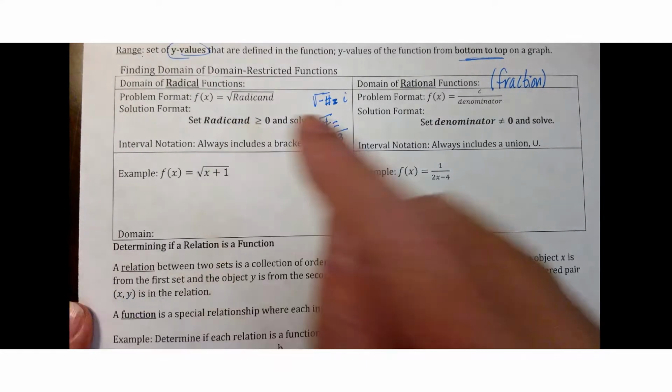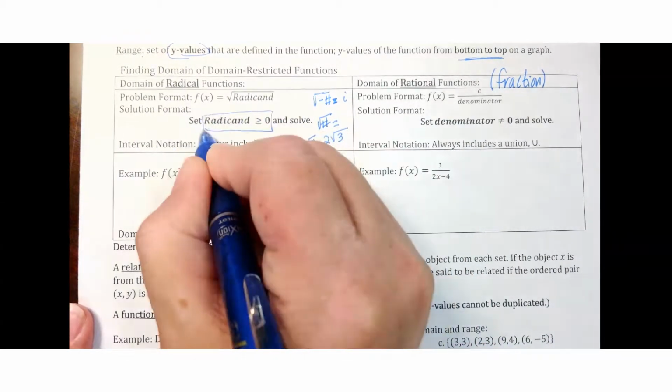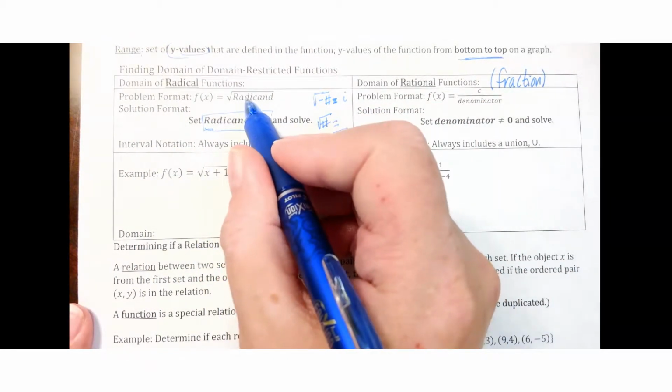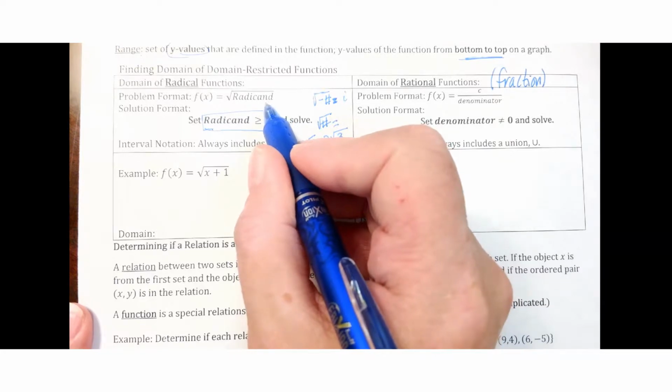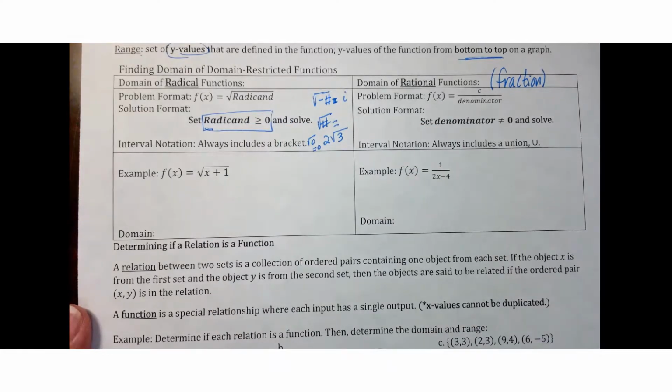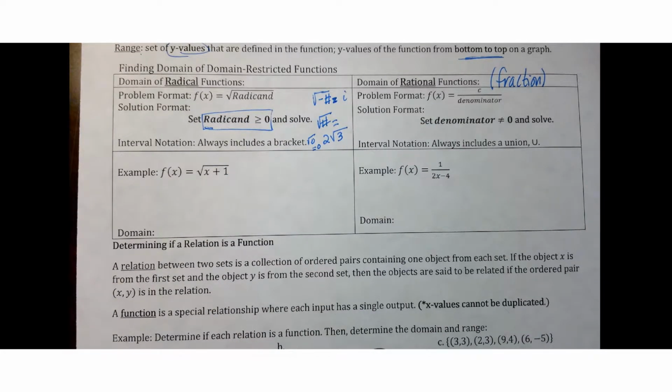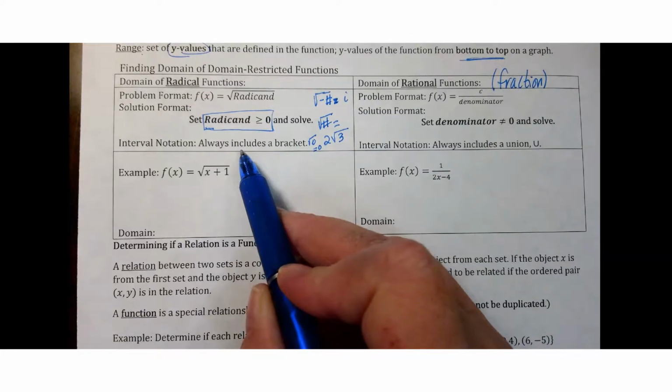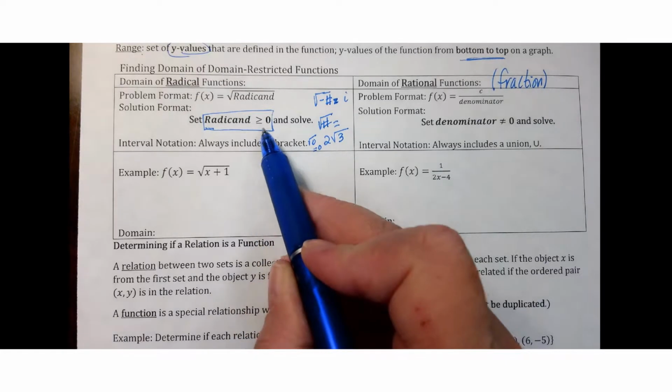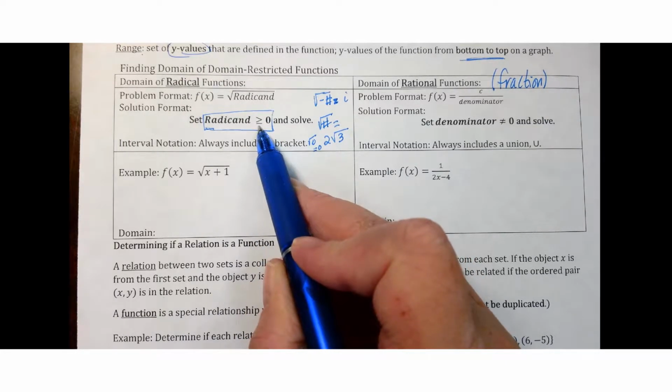Okay? So this is the setup you need to remember. The numbers under the radical, the name for that is radicand. So you're taking the radicand, just the number under the radical, and setting it greater than or equal to 0 and solving. You should note that the interval notation always includes a bracket. And why is this? It's because of that equal to right there.